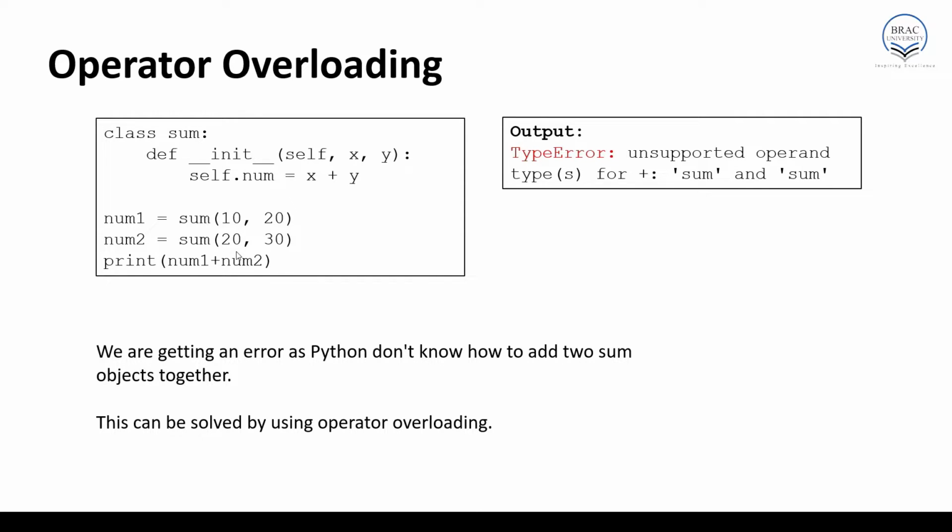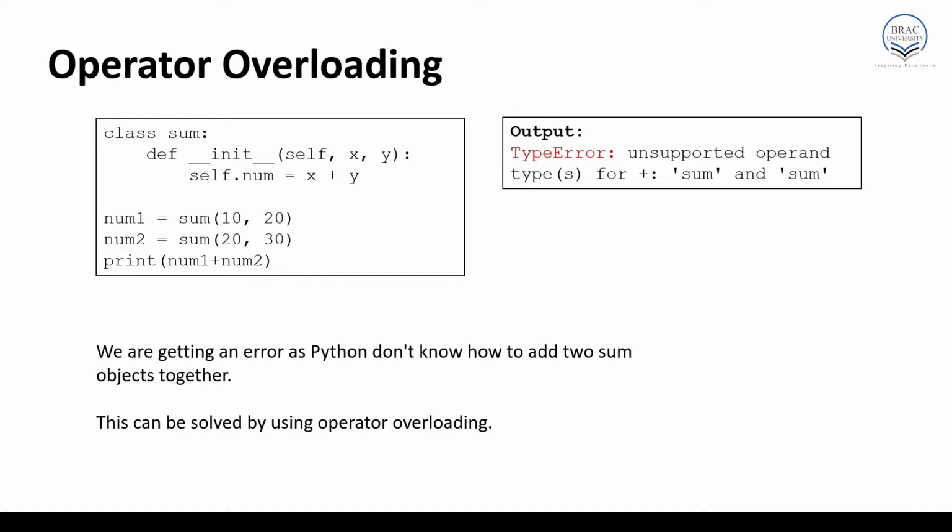So now the thing is this: if I say num1 plus num2, it will not work. It will give me an error. Why is it giving me an error? Because Python doesn't know the plus operation for the Sum class. We cannot just add two instances of Sum because there are no built-in methods. So we can solve this by operator overloading.